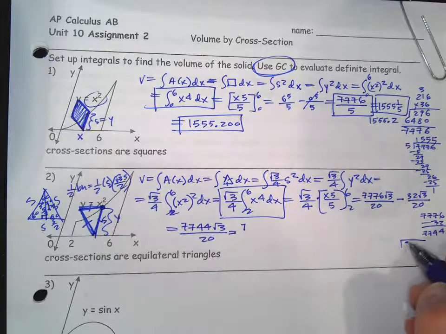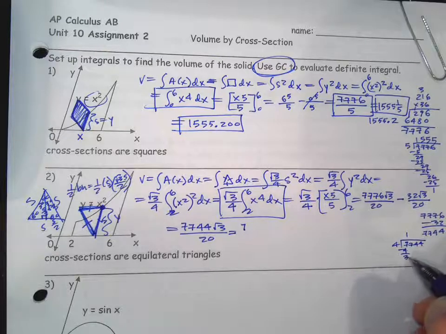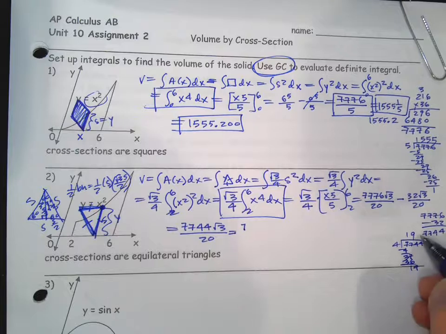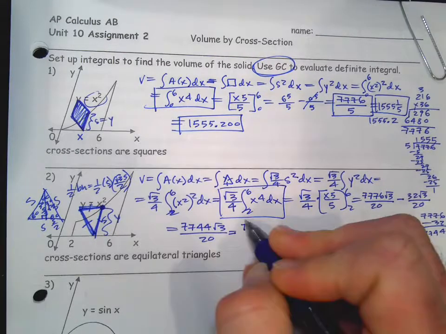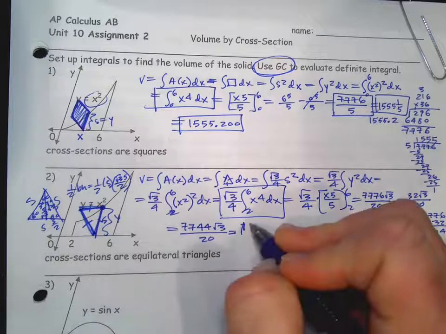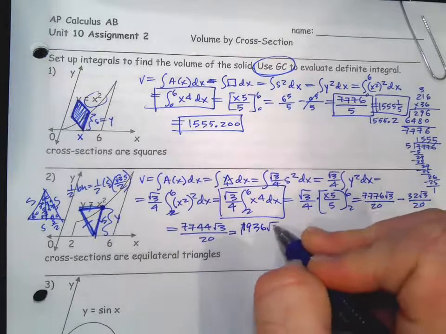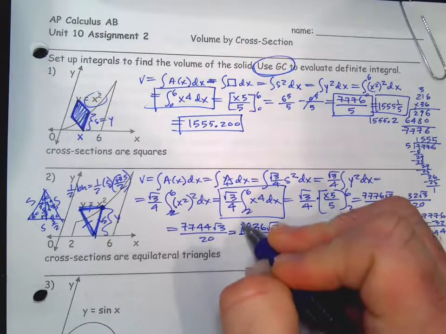So we could do 7744 divided by 4. That'd be 1936 root 3 over 5. So that's your exact answer.